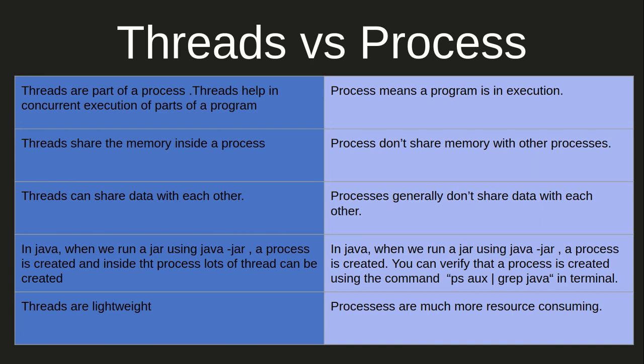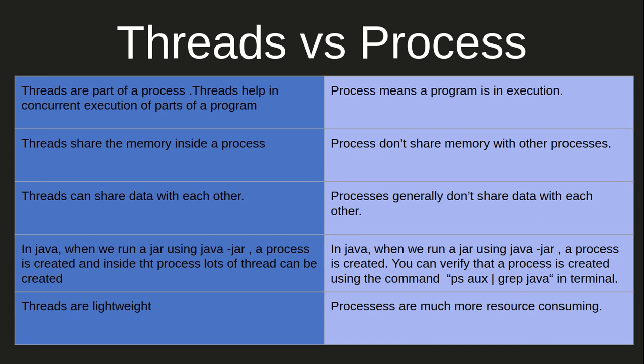Whereas a thread shares the memory inside a process. In the first point we learned that threads help in concurrent execution of parts of a program. That is, threads exist inside a process, and inside that process's memory space, all the threads which are part of that process use the process's shared memory. Since threads use the shared memory of a process, they can share data with each other, and generally threads do share data with each other, whereas processes generally don't share data with each other.